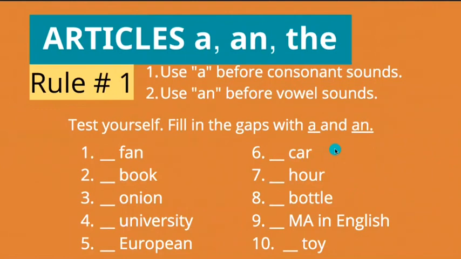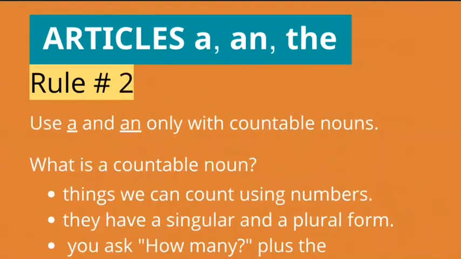part or next rule, that would be: use a and an only with countable nouns. Okay, so this time the question is, what is a countable noun? When we say a countable noun, these are things we can count using numbers. Okay, and they also have a singular and plural form.